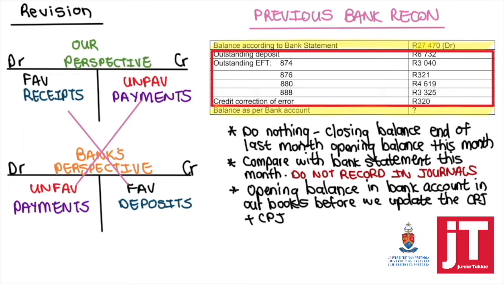The balance as per bank account is a question mark, and you will see this quite often in exam papers and tests, where you need to calculate it. What do we do with that? That will be the opening balance in the bank account in our books before we update the CRJ and CPJ. I'm going to show you a little later exactly how we calculate that question mark. So now that we've revised what we do with the previous bank recon, we can move forward completing the activity.